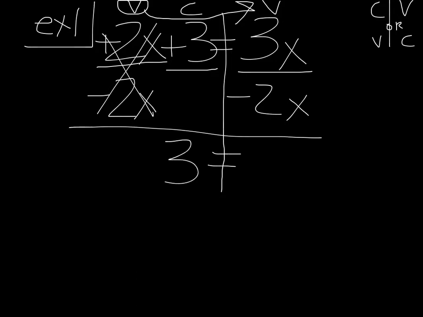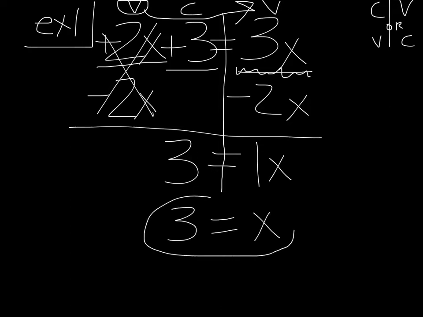The equal sign comes down. And then on this side, this is not a division, right? That's 3x minus 2x, which is 1x. And in this case, 1x is the same as x. So 3 equals x. Leave that as your final answer.